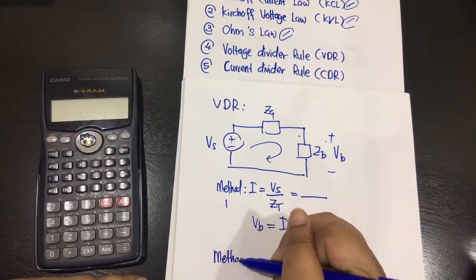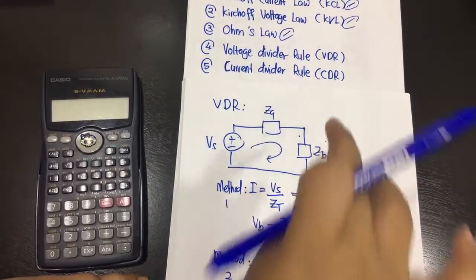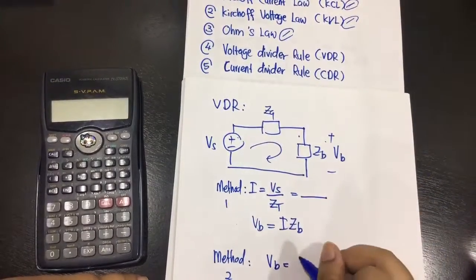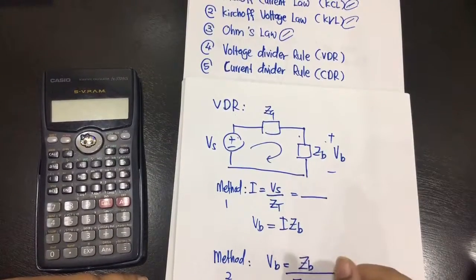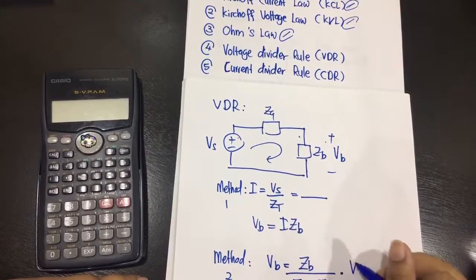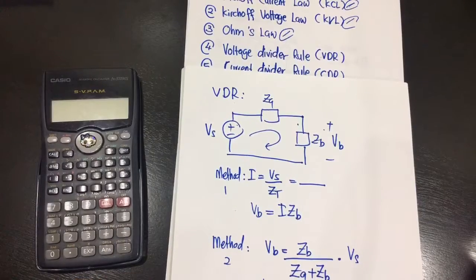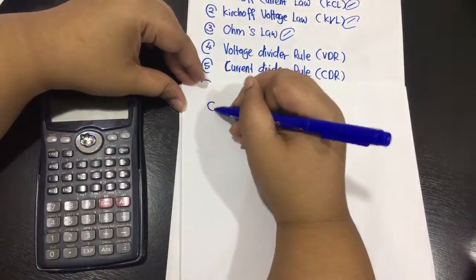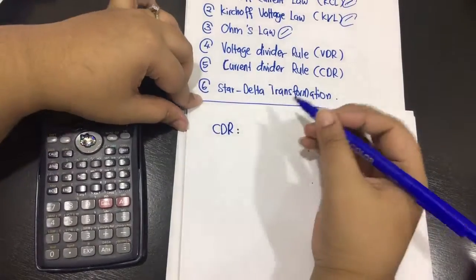For method 2, you can use VDR to calculate the voltage drop at VB. VB is equal to, using VDR, ZB over the total impedance, ZA plus ZB, multiplied by VS. Let's say you want to measure the voltage at ZA, sorry. ZA over Z total, which is ZA plus ZB, multiplied by VS. Next, we're going to proceed with CDR, current divider rules.